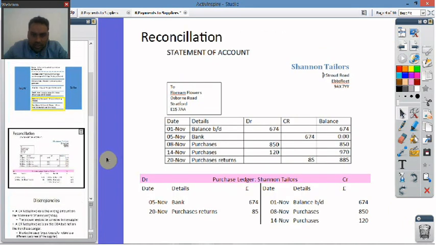Here we've received a statement of account from Shannon Taylor's with Florian Flowers, and in our accounts we've got this purchase ledger for Shannon Taylor's, which shows the things that we are purchasing from her. So let's see if this is correct. The statement shows 674, have we got that amount? Yes, we have.